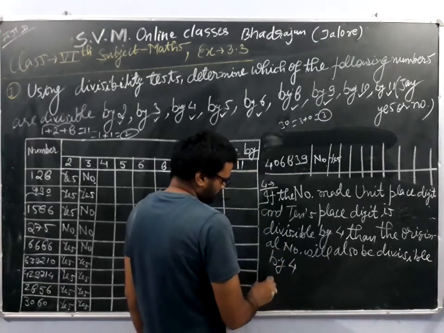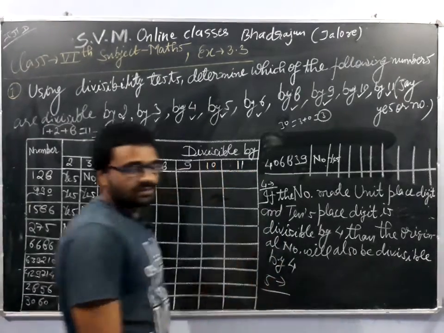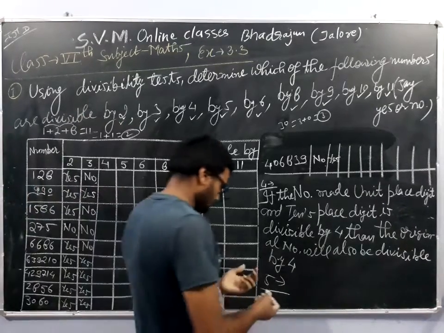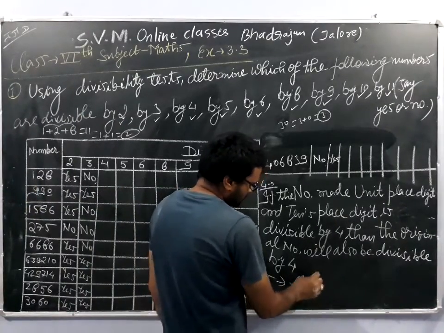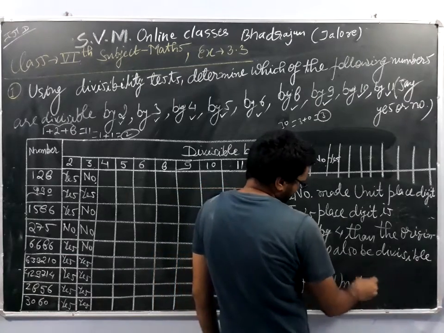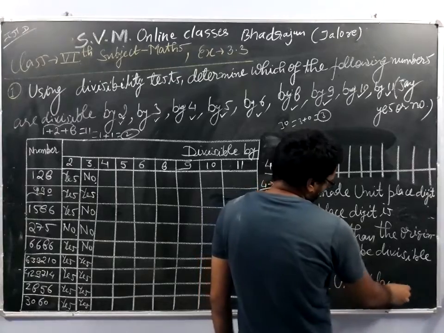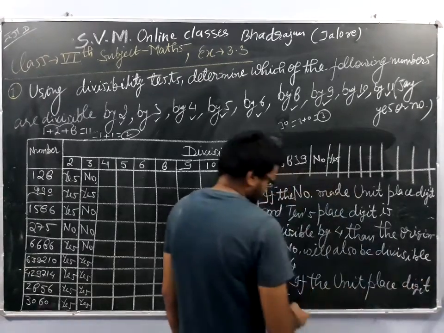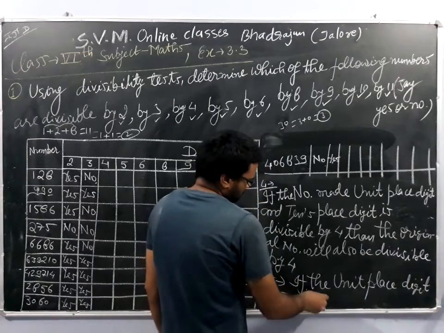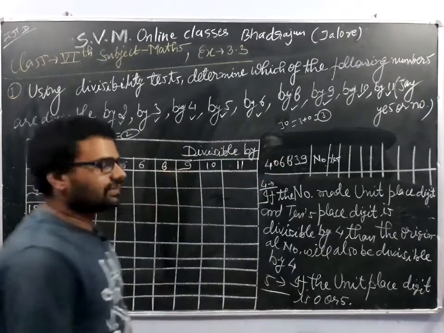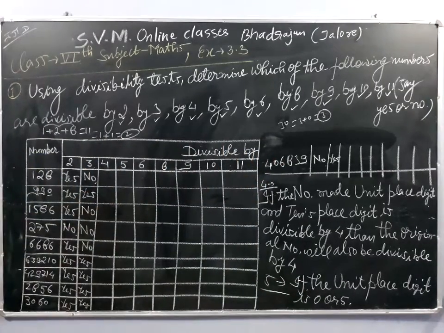4. Divisibility rule of 5 is if the unit place digit is 0 or 5, then the number is divisible by 5. So let us check for 4.